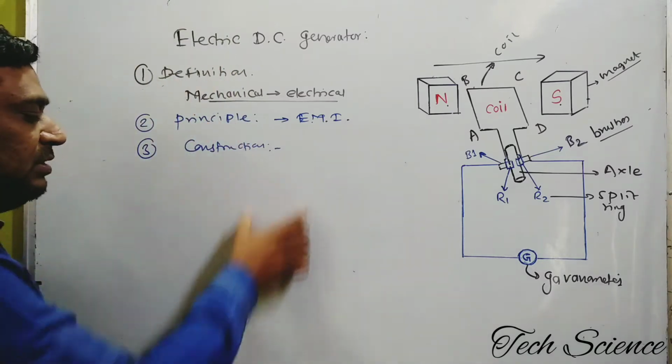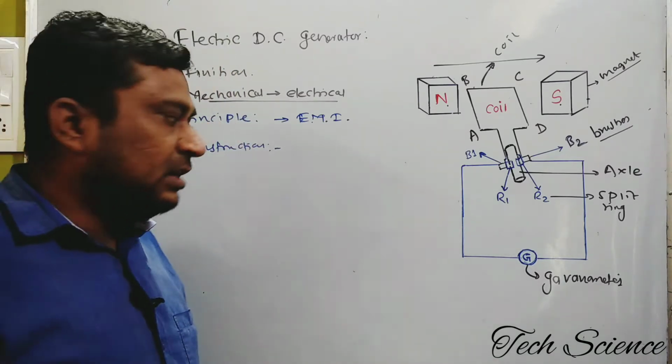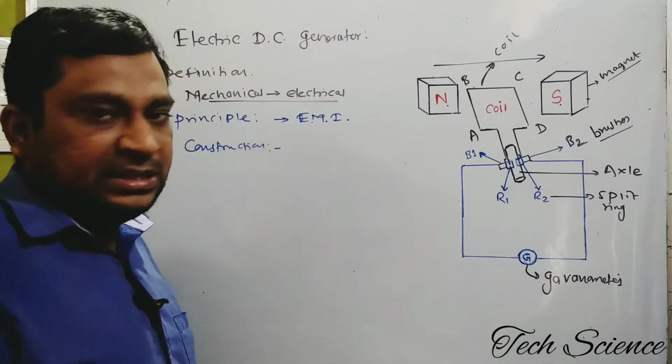So all these things you have to write within one sentence. It is called the construction. Construction में ये सारी चीजें आएगी.